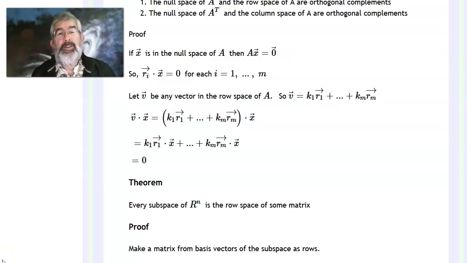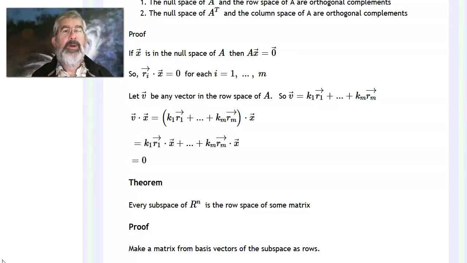And then we ask, what is the row space of that matrix? Well, it's the span of the row vectors, and the row vectors are the basis for the subspace you wanted. So you have that subspace now as the row space of a matrix. And that same matrix has a null space, and the null space is the orthogonal complement to its row space. But the row space is the subspace that you started with, W. And so we know that this row space and its corresponding null space are orthogonal complements.